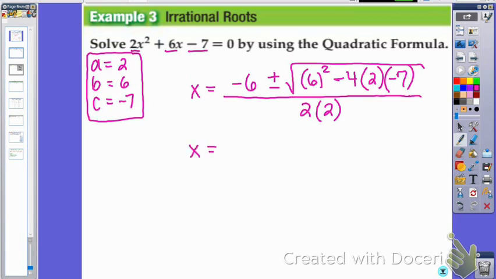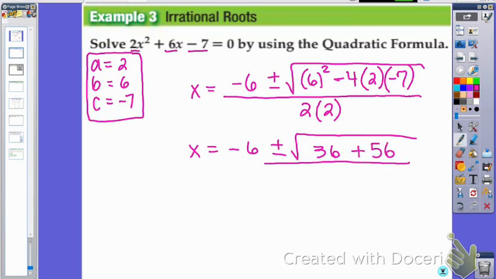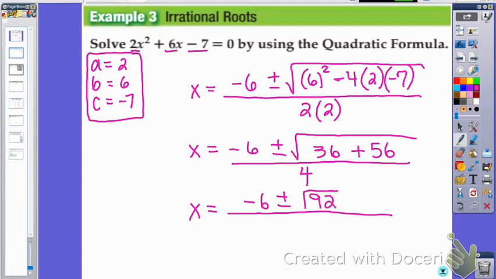So now let's simplify. We have negative 6 plus or minus. 6 squared is 36. 4 times 2 times negative 7, that's going to change to plus 56, all over 4. 36 plus 56 is 92. So we didn't need all that.